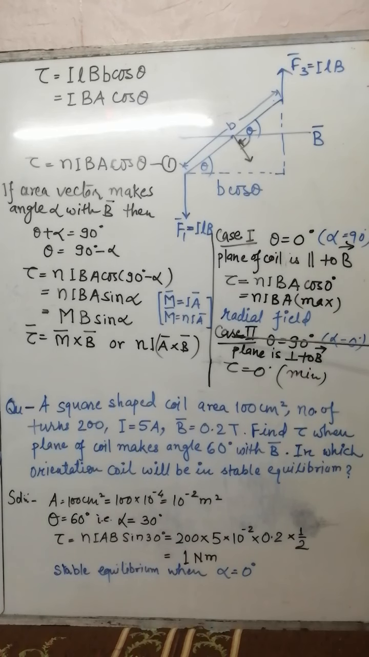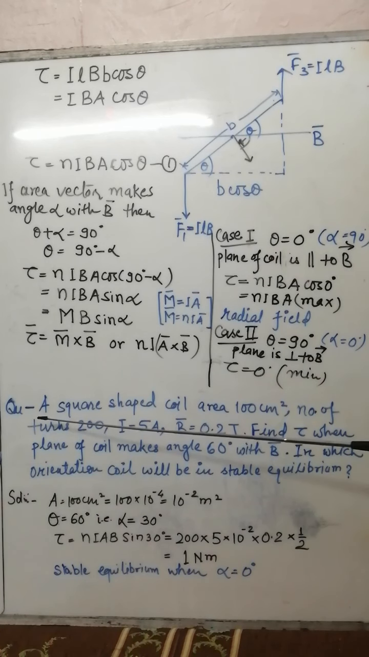Okay, in the second case, when theta is equal to 90 degree, means when the plane of the loop is perpendicular to B, exactly like this, then tau will be 0 because cos 90 is 0. Then no torque will be there, or you can say the value of torque will be minimum, and in the previous case the value of torque was maximum. So this is about torque experienced by a current carrying loop or coil in a magnetic field.